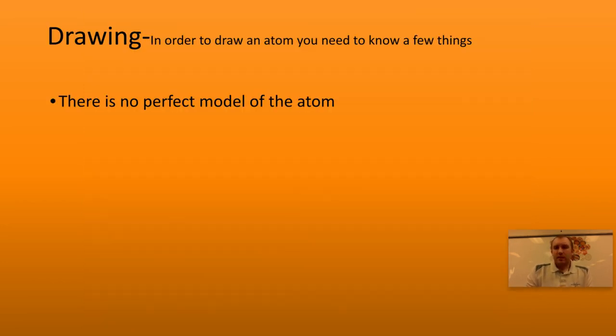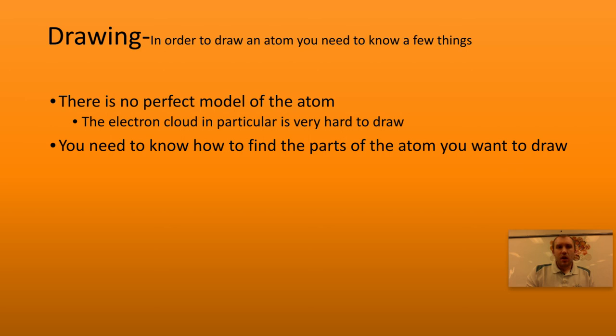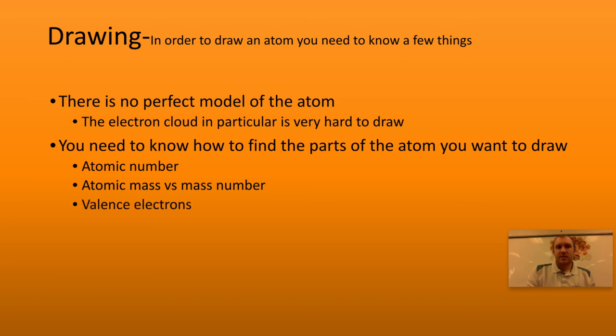We can use all this information then to draw the atom. Hopefully from your book reading, you got the sense that there is no perfect model of the atom. Each model serves a purpose. It just really doesn't exist, that perfect model of the atom. And some of them are really hard to draw. Even though the electron cloud is touted as the best model, it is really hard to draw. So you just need to know how to find the parts of the atom: the atomic number, the atomic mass versus mass number, valence electrons, charge of the element, yada, yada, yada.